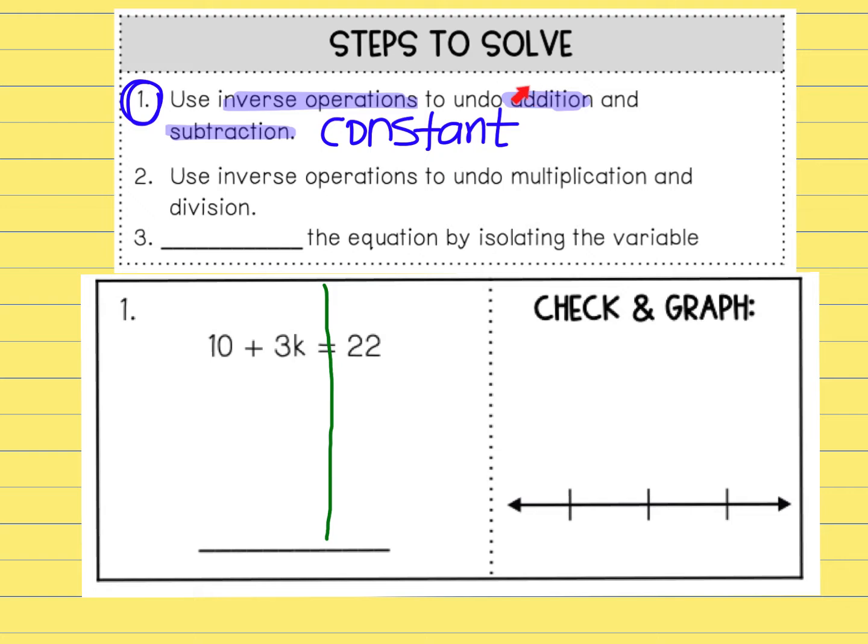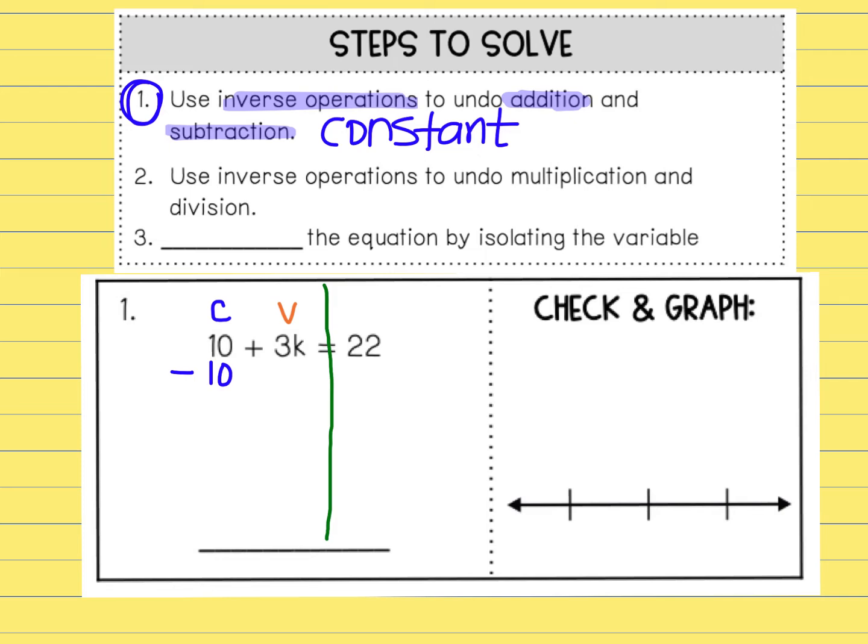Now, the thing I need to look for is the part that's being added or subtracted, the constant number. Okay? When you come across here, my constant number is 10. The number that's going to be paired with my variable is the 3. So I'm keeping those separate. The opposite of adding or subtracting the constant number. Right now, my constant number is positive 10. So the opposite of positive 10, I need to get rid of it or do the opposite, is negative 10.